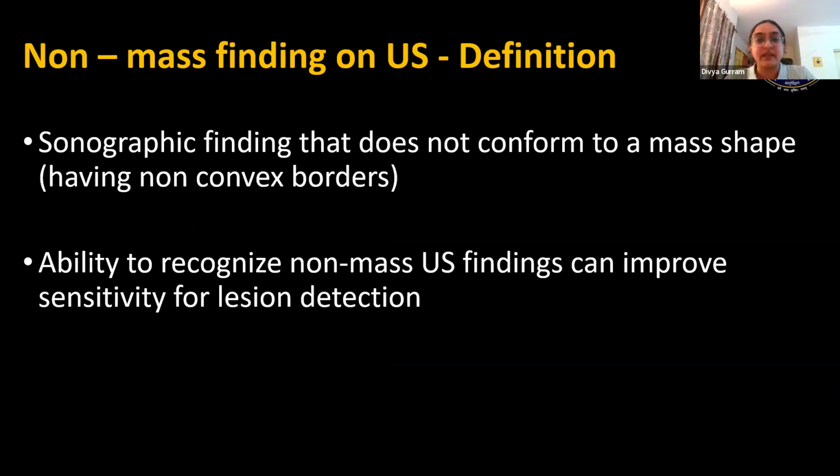Although there are various terms with varying descriptors, all the studies agree and boil down the definition of a non-mass finding on ultrasound to a sonographic finding that does not conform to any mass shape. That is, it has non-convex borders. And especially in the setting of DCIS, where we try to go for breast conserving therapy, non-mass findings are especially important to detect because then the treatment management would be altered in the course of management of DCIS. So the ability to recognize non-mass ultrasound findings can improve sensitivity for lesion detection.